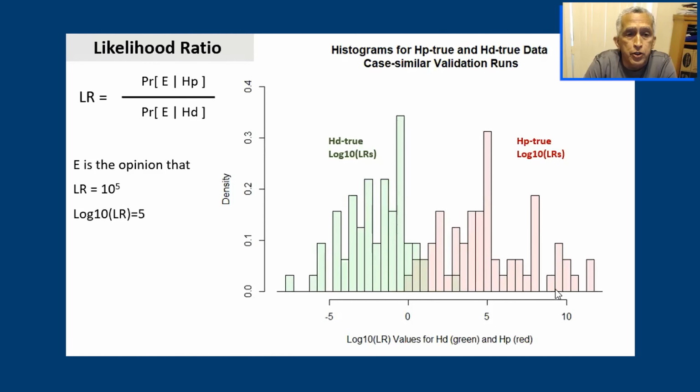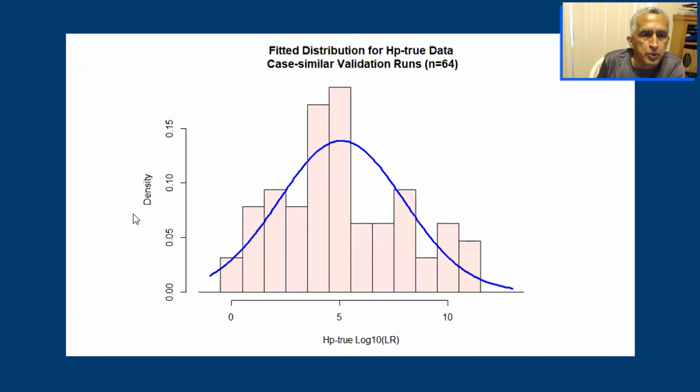The likelihood ratio we are interested in is the probability of the evidence given HP and the probability of the evidence given HD, the ratio, where E here is the opinion that LR is 10 to the 5. So this is the evidence presented, the information presented by the expert, and we want to see to what extent the empirical data would support that. So one way of approaching this is to fit distributions.